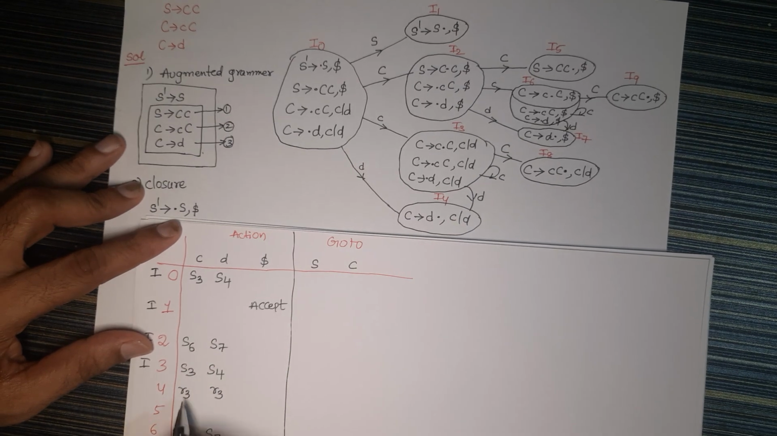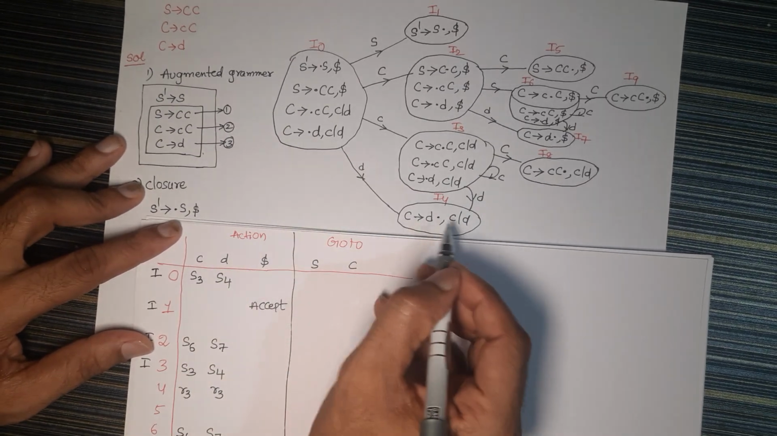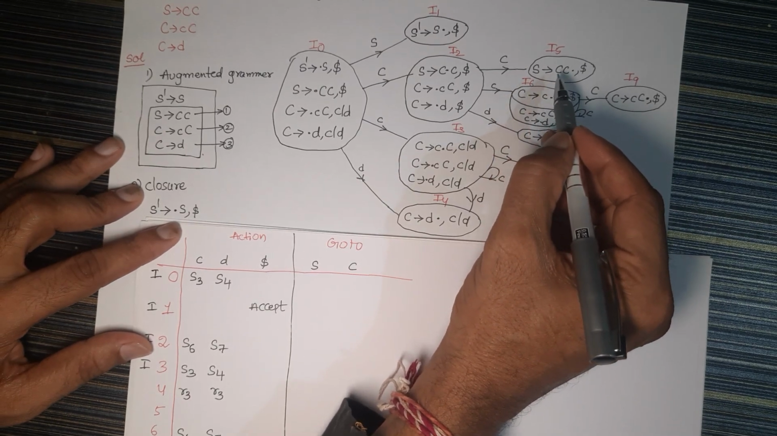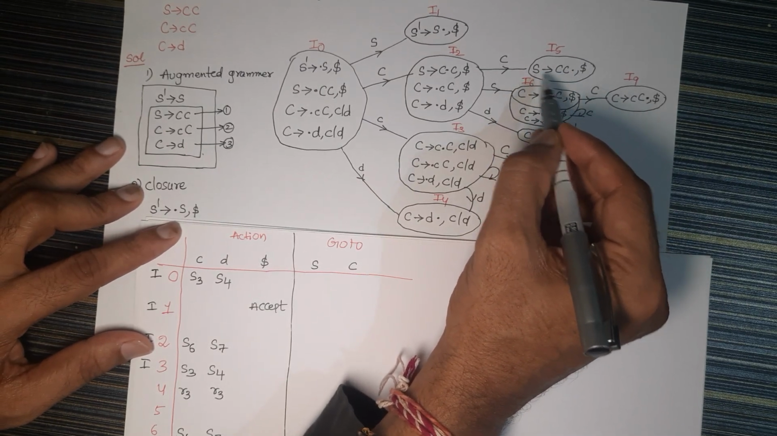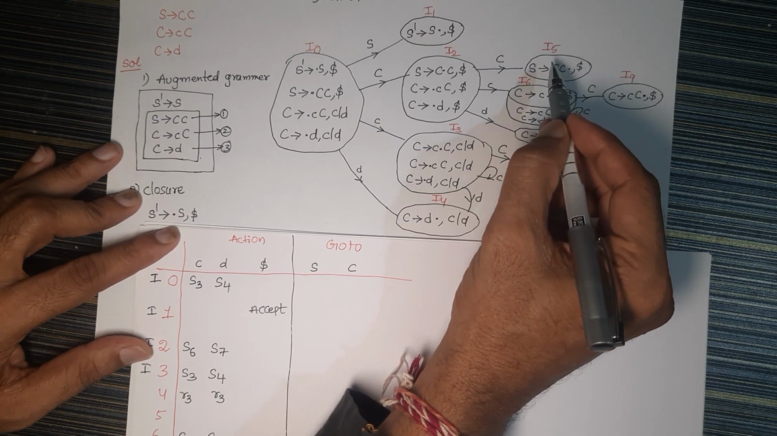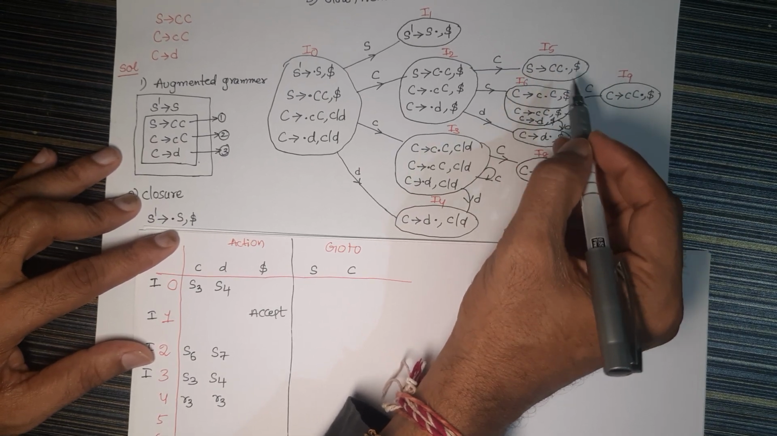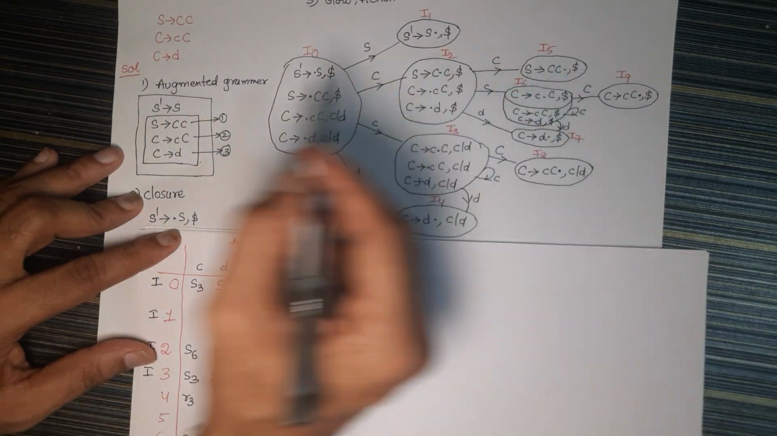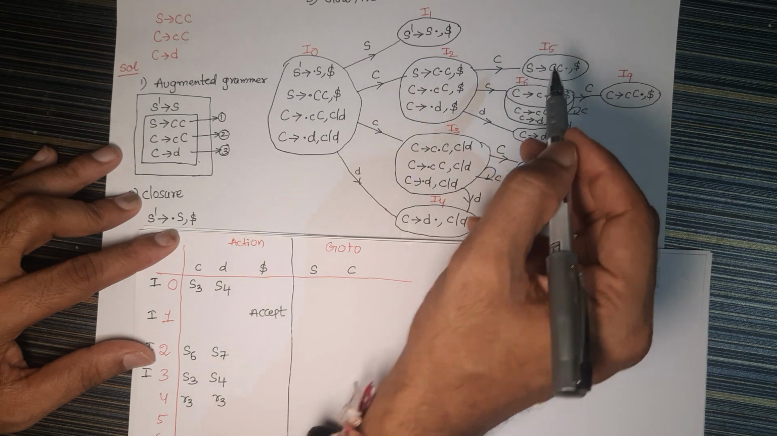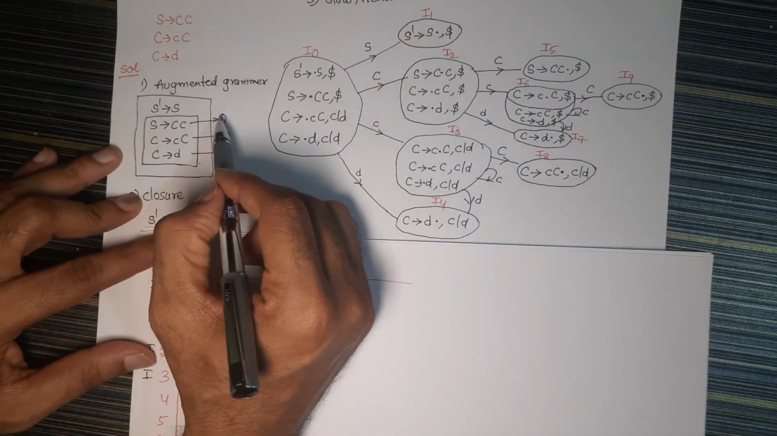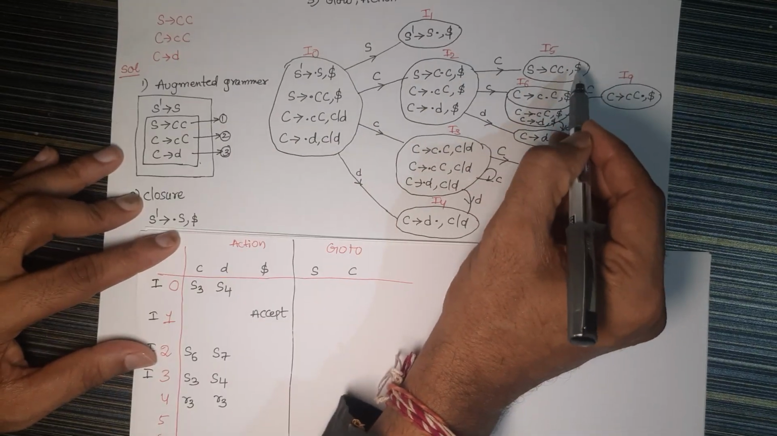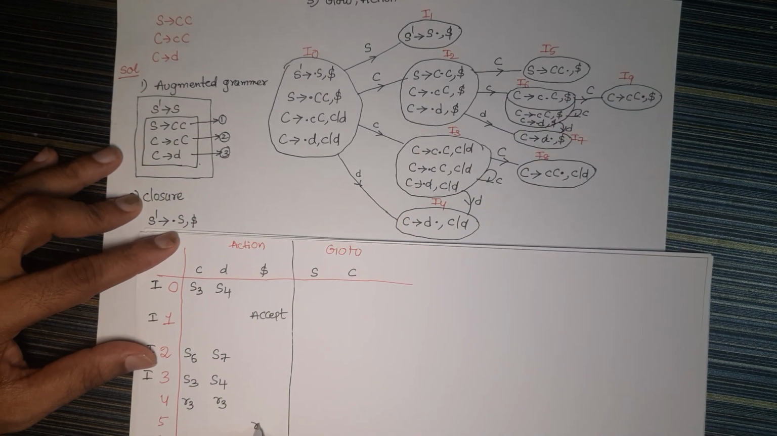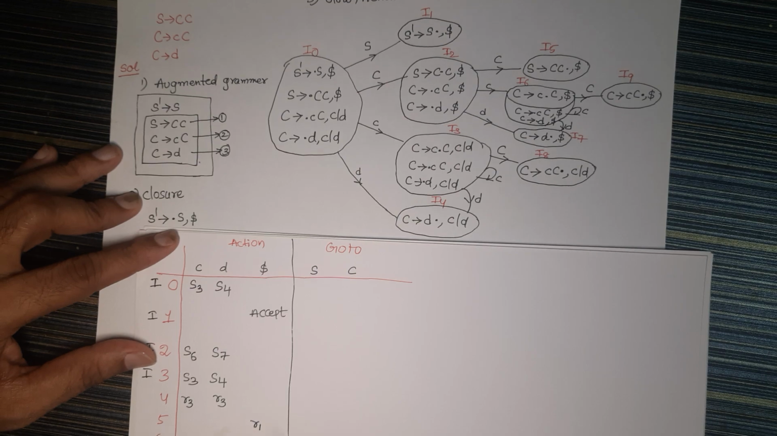So in place of C and D we will write R3. Now you see S tends to CC dot. It is also a final move. Now what we have to do? We need to give the numbering to these productions. S tends to CC is the first production. So we need to place R1 in place of the look ahead symbol dollar. So in place of I5 with dollar, just write R1.